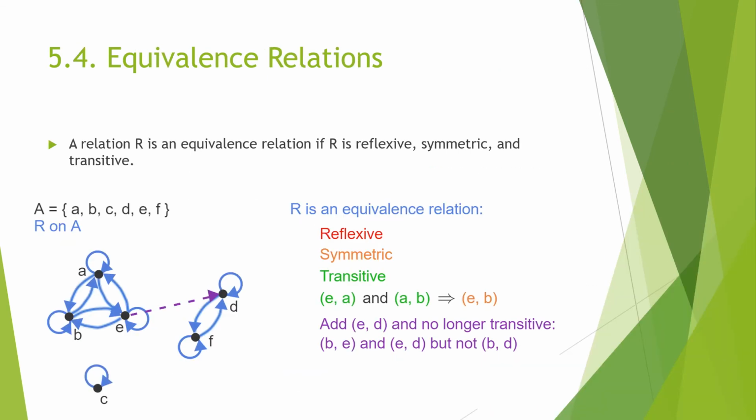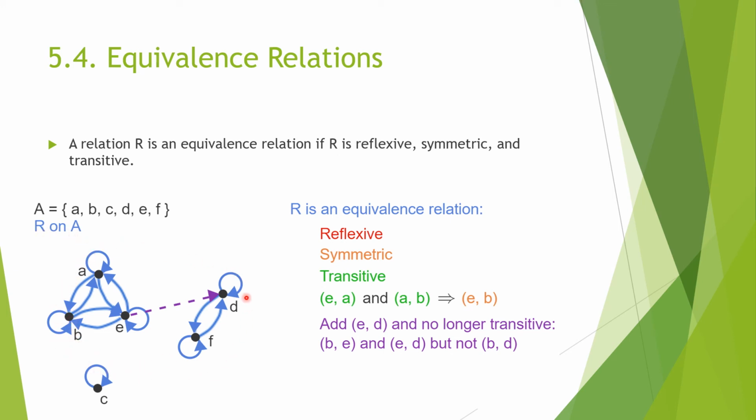Next, we define an equivalence relation. A relation like R is an equivalence relation if it is reflexive, symmetric, and transitive. So if a relation has all of these 3 properties, it is called an equivalence relation. Let's assume that A is a set of 6 letters A, B, C, D, E, and F. And R is a relation on A, which is represented by this digraph.